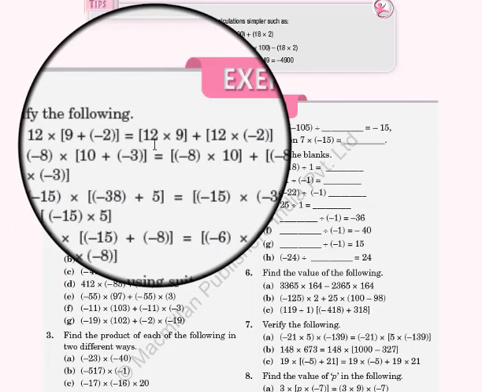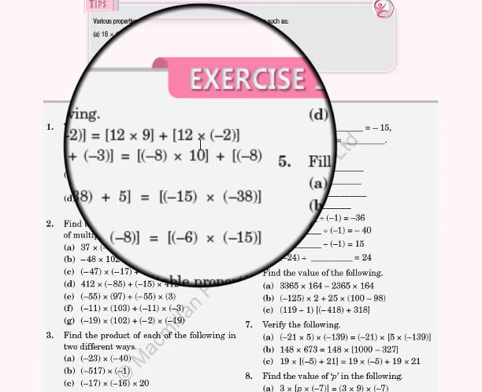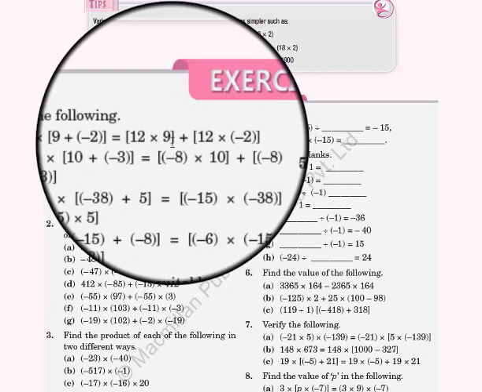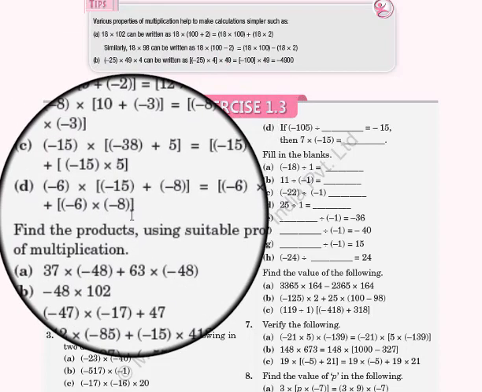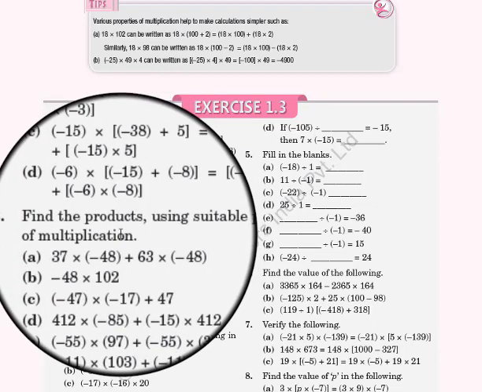Similarly here also, 12 into 9 you have to calculate, and then 12 into 2, which comes out to be minus 24, and you calculate. In both cases the result comes out to be the same, and you have to state that the results are the same. Like this you have to do all these parts, all the 4 parts, in your classwork copy. Question number 2, find the product using the suitable property of multiplication.